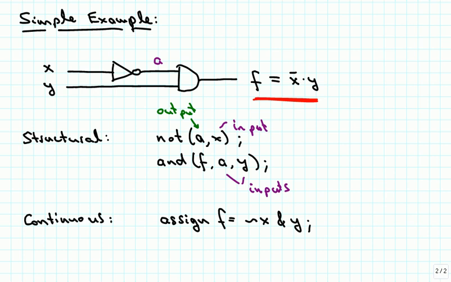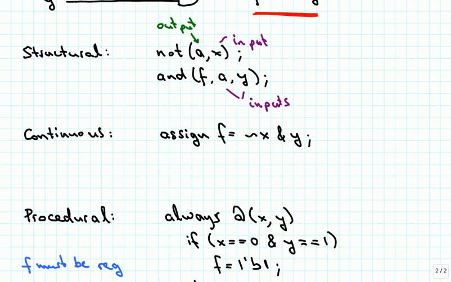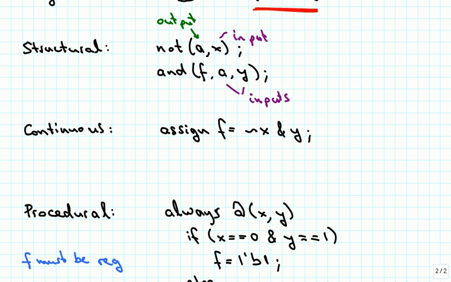Then the continuous assignment. Here we are not giving the structure, we're just telling what we want, and we use the assign statement here. So we assign f equal to, the tilde here means not, x, and then the ampersand, that means and. So we do not x ANDed with y, and we assign that to f. And how Verilog is going to implement that is going to be the problem of the compiler that is looking at those commands.